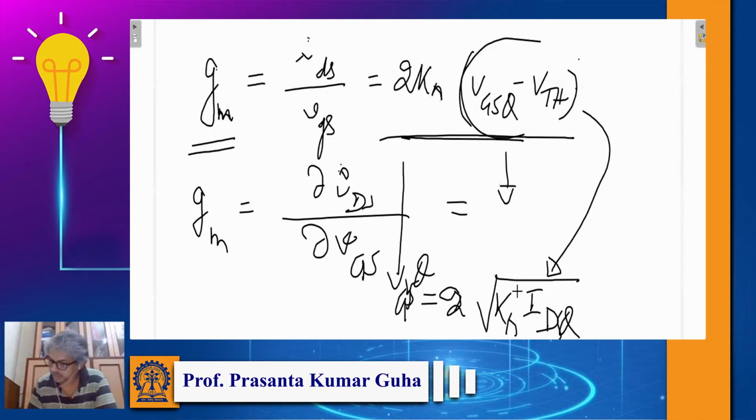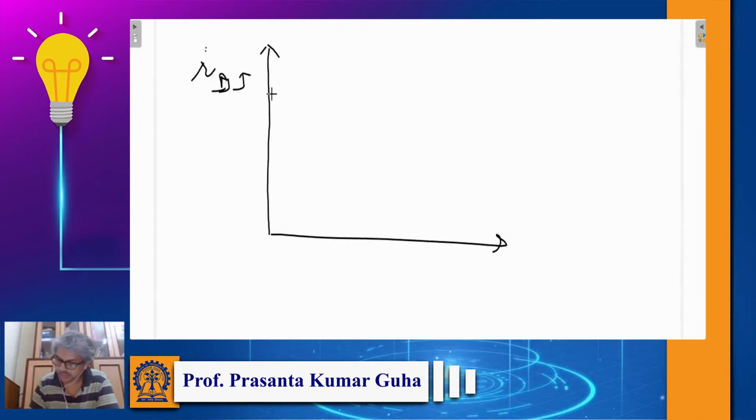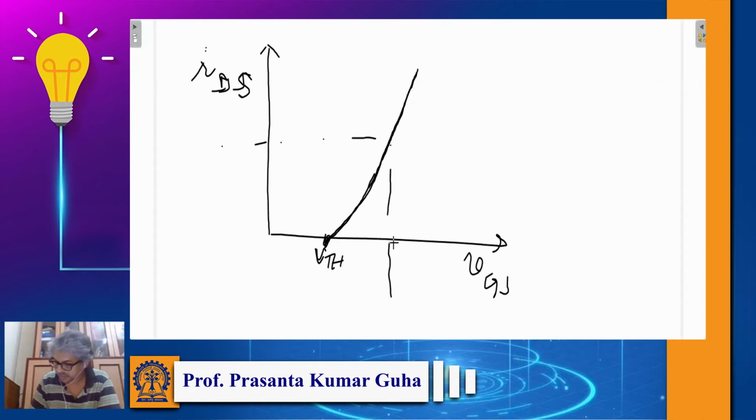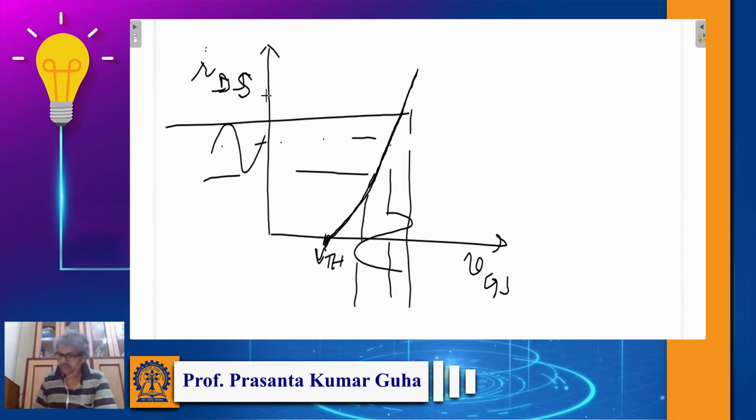So we can plot IDS versus VGS, and you will get something of this sort. Here VTH is this. Beyond VTH you will get current, and we can vary your VGS and you will get variation in IDS that we know. If you take a slope here, that's basically your GM. That is how we have written. If you take a slope here, you will get GM.